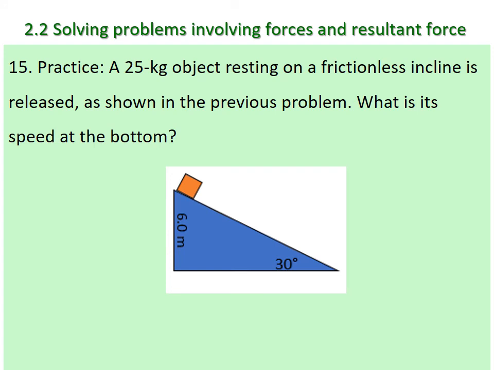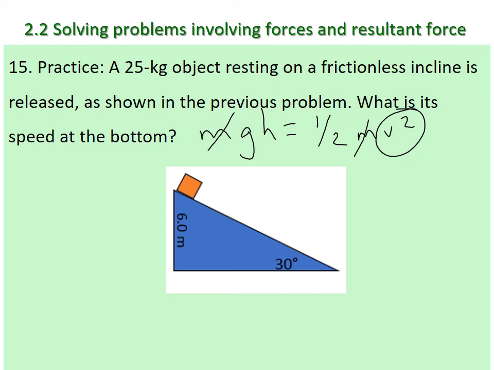Okay, a 25 kilogram object resting on a frictionless incline is released as shown in the previous problem. What is its speed at the bottom? For those of you who took physics before or know about the conservation of mechanical energy, I have no work loss to friction, so I can say that the potential energy, mgh, at the top will equal the kinetic energy, 1/2 mv squared, at the bottom. My masses cancel. Solve for your velocity at the bottom like that.